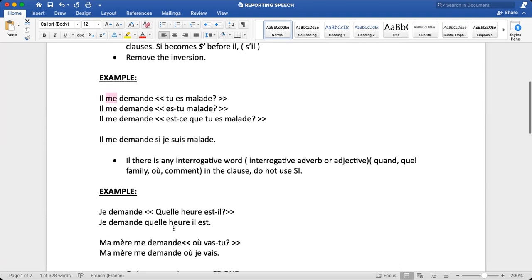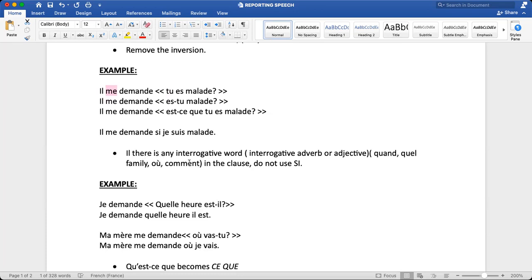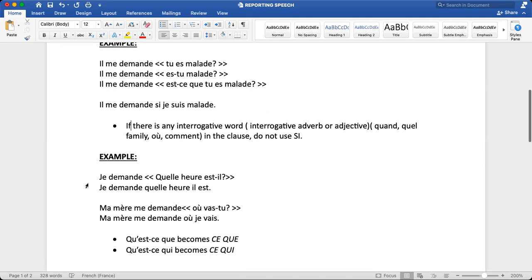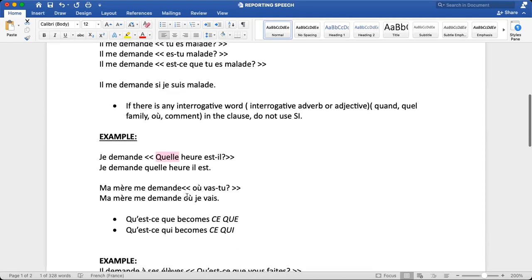Second thing in interrogative, if there are any interrogative words, what are interrogative words? Which are called adverb interrogative, adjective interrogative. I hope everyone has done quel, all four forms of quel. This one I have written quel family. So adverb interrogatives are comment, où, combien, these. In the clause, we do not use si. For example, je demande quelle heure est-il? Directly, you will add this. No need to add any word to connect these two clauses. Ma mère me demande où vas-tu? Ma mère me demande où je vais?